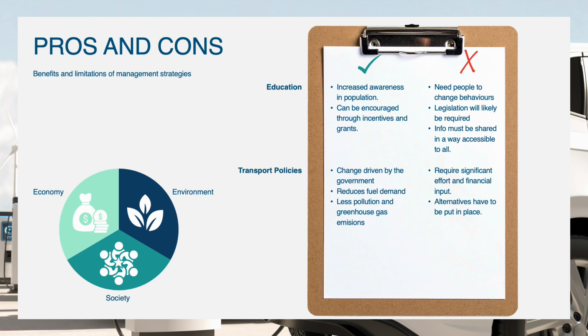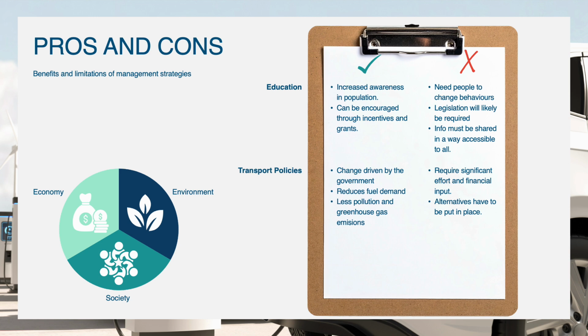Transport policies can reduce fuel demand because they encourage people to use fewer private vehicles or use more efficient vehicles. Better public transport, cycling routes, car sharing, and electrical vehicles can reduce petrol and diesel use. This lowers air pollution and greenhouse gas emissions.